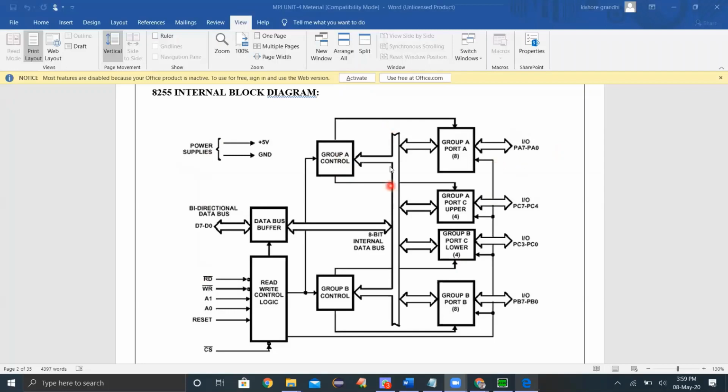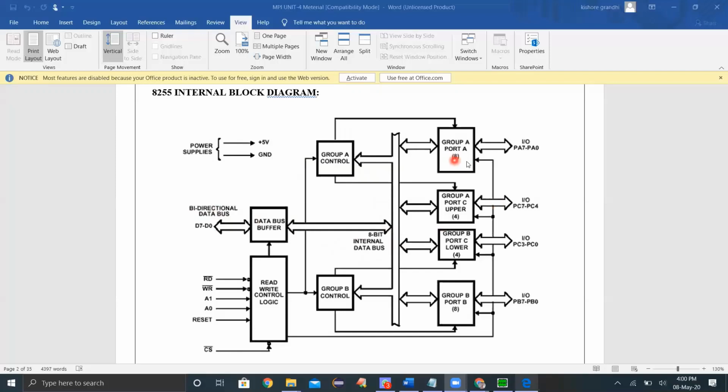Here, the control registers are the Group A control register and the Group B control register. Either of these control registers is used. Both are the same. The data from the 8086 microprocessor, D0 to D7, is stored in the control register via the 8-bit internal data bus.